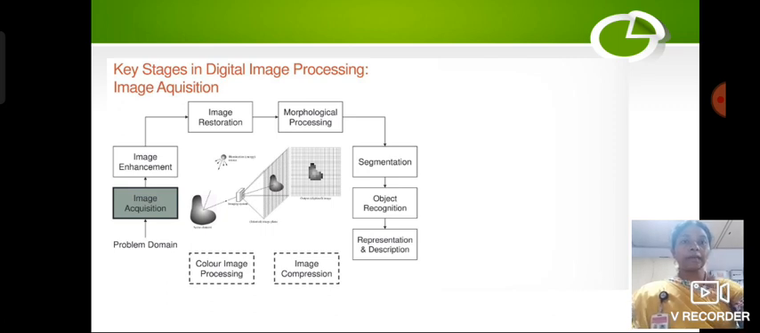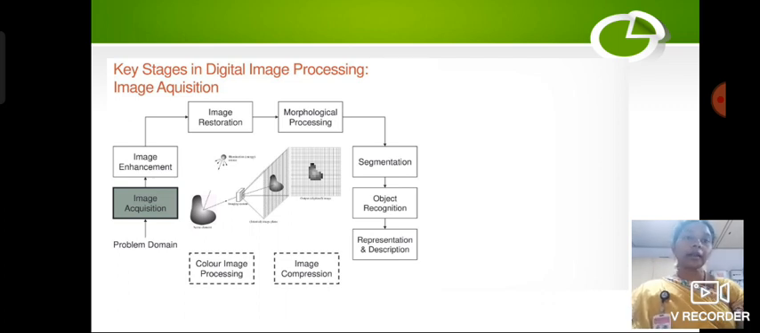So an image is acquired, then the acquired image has to be enhanced by using some algorithms. There are a lot of algorithms to enhance the quality of the image, to restore it, and to do morphological processing inside it. For segmentation we have a lot of algorithms, and for object recognition too. Nowadays we are using machine learning concepts as well as deep learning concepts for segmentation as well as object recognition.